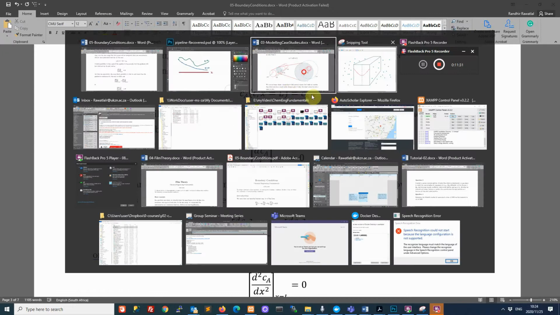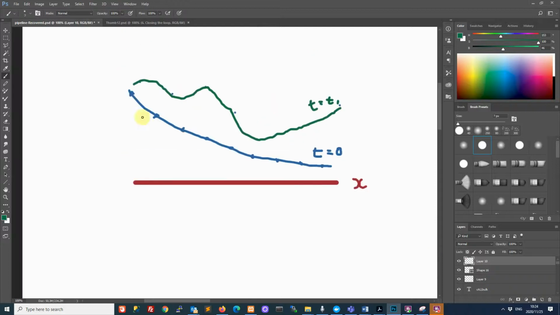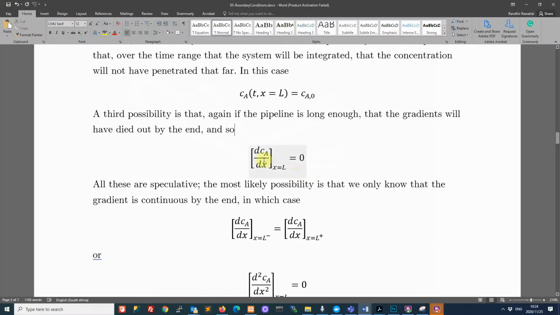So you could claim that all the action is happening early on in the pipeline. And maybe let's just sketch that again. So, and in fact, it's similar here. If you have a long enough pipeline, you can say all the changes are happening here. By the time you reach the end, everything has died out, and the gradient is fairly flat there. So if that's the case, then you can claim that the gradient at the end point is zero.